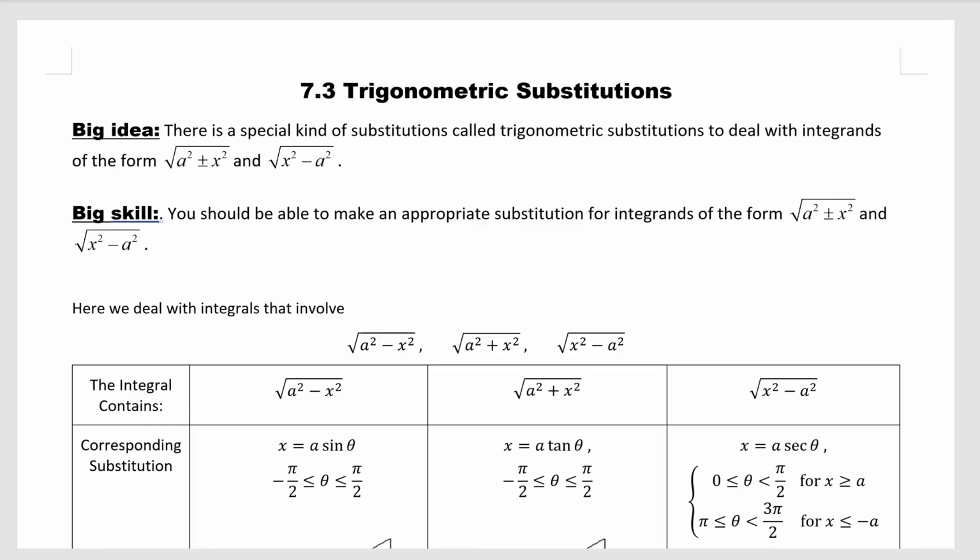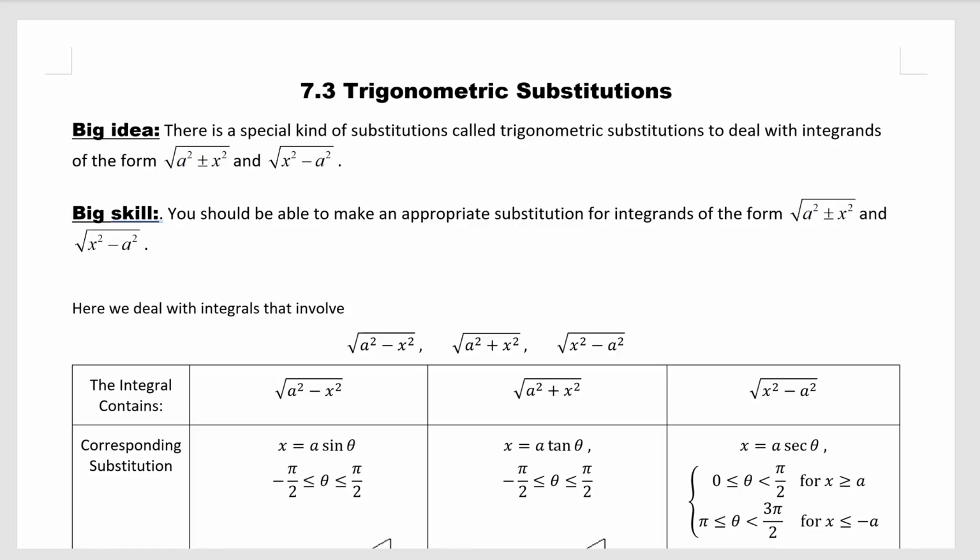Okay, so big idea. There is a special kind of substitution called trig substitution to deal with integrands of the form square roots of a squared plus or minus x squared and square roots of x squared minus a squared.